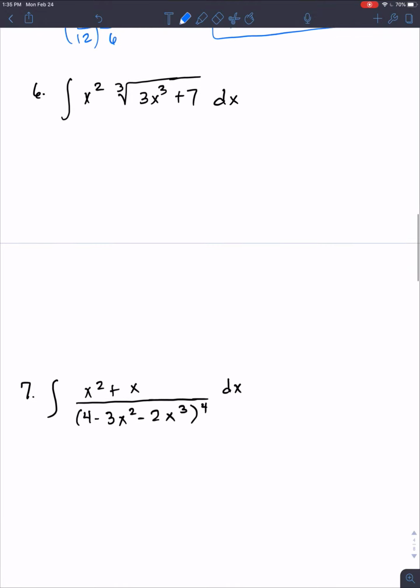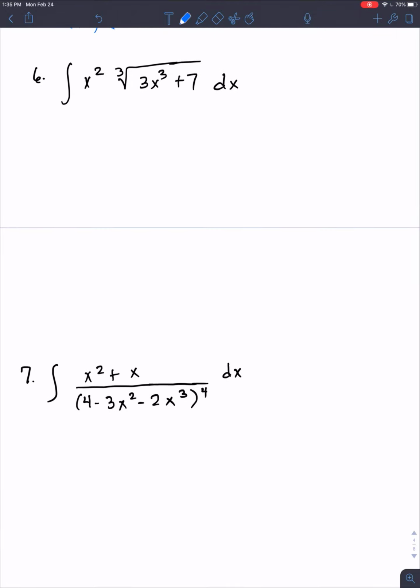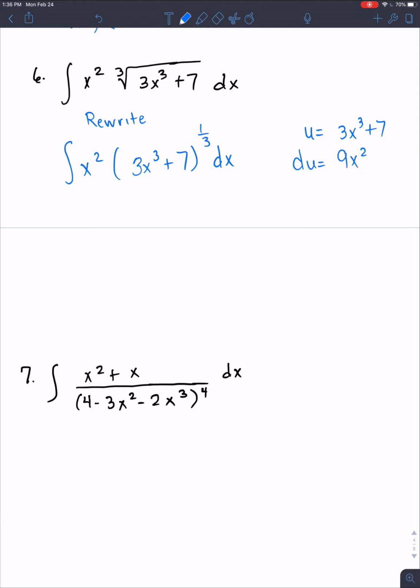Alright, let's look at number 6. Just like we did before, we're going to rewrite so that we can have a better look at this before we determine u. So that's going to be x squared, and we're going to do 3x to the third plus 7 to the 1/3 power. So rewrite so then you can make an easy decision on u. U is going to be our 3x cubed plus 7. I didn't necessarily need parentheses there. So then when we calculate the derivative of u, that's just going to be 9x squared dx.